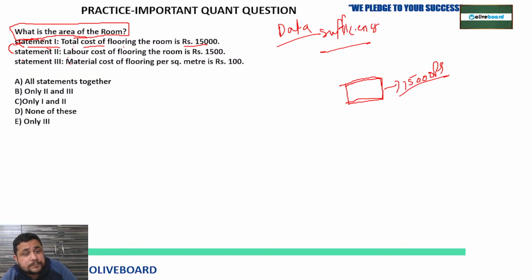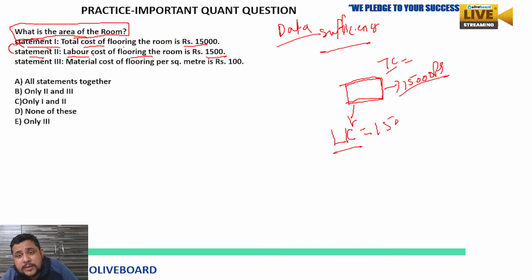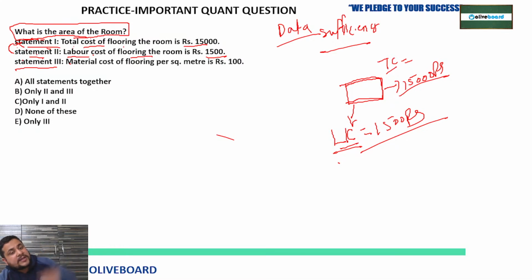Now statement 2. Labor cost of flooring of the room is 1500. The total cost, TC I'm writing here, is 15,000. In statement 2, labor cost LC is equal to 1500 rupees. By labor cost, can we determine the area? No. By the help of this labor cost and total cost, can we determine it? No, that also we don't know. So statements 1 and 2 alone are not sufficient, and together also not sufficient to answer.